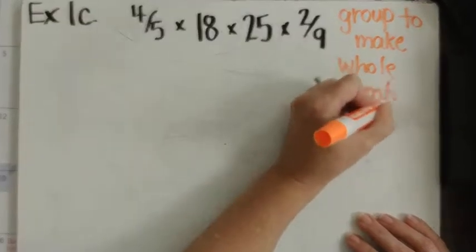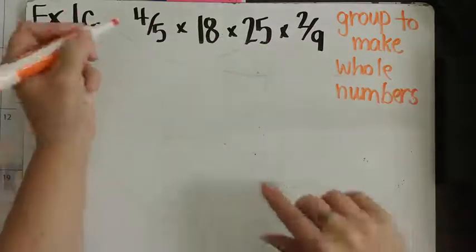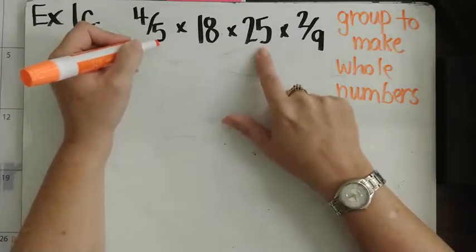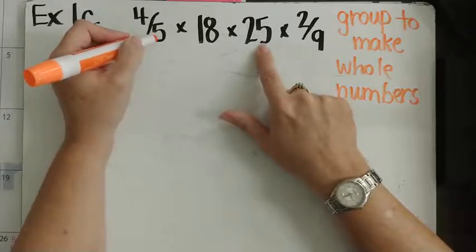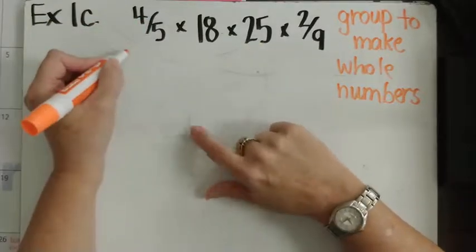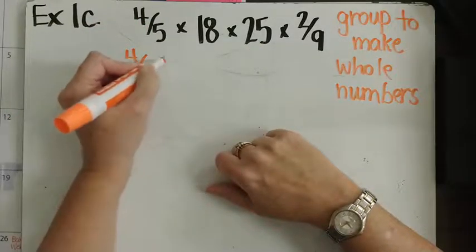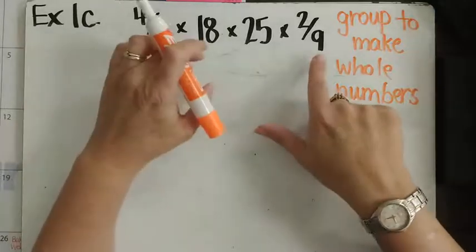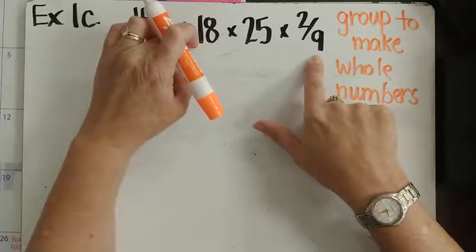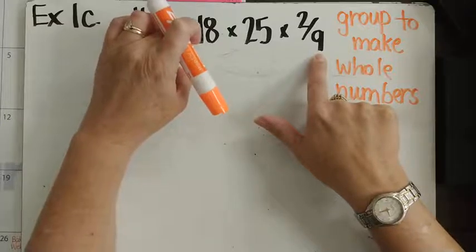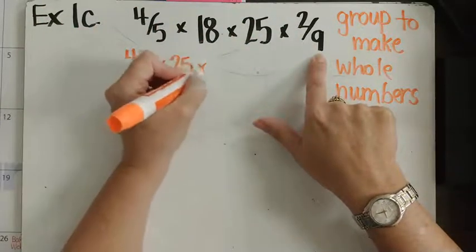So the way it's set up, I do not think 4/5 times 18 will give me a whole number. But if I take 4/5 times 25, since 5 and 25 are multiples of 5, I think those should go together. So I'm going to rearrange this to have 4/5 times 25. And if I look at this denominator and this number, 9 and 18 are both multiples of 9. So I'm going to group these two together.